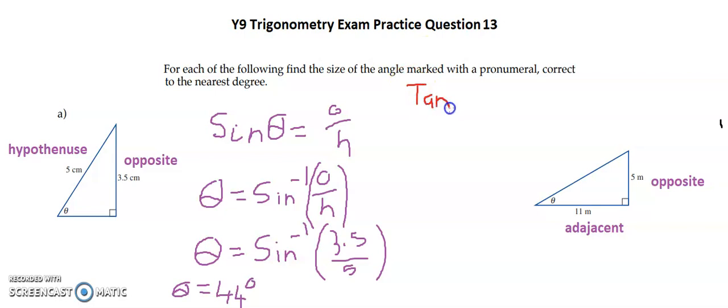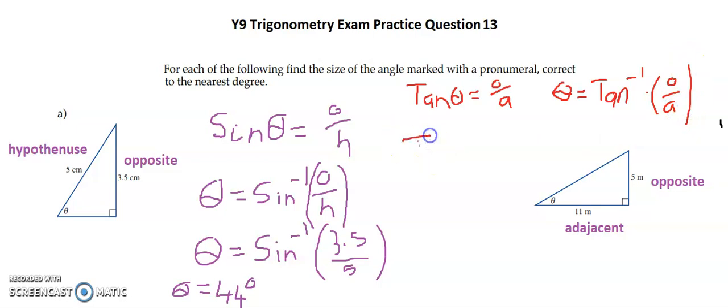Tan alpha is equal to opposite over adjacent. I know if I want to get my angle by itself, I need to do the inverse. So tan -1 opposite over adjacent. And now I just need to substitute that information into my equation.